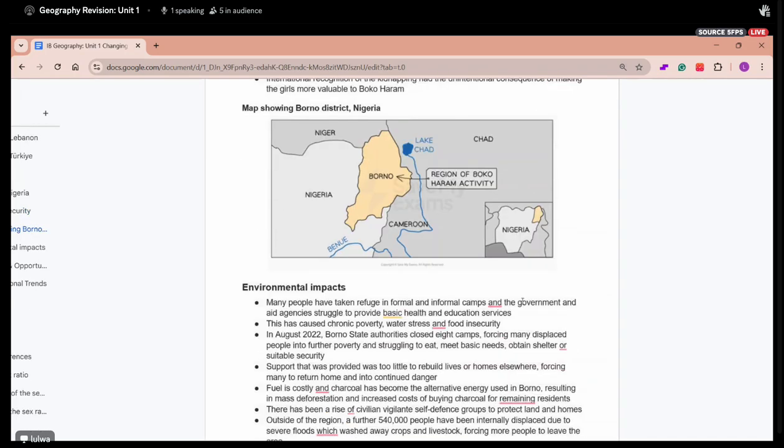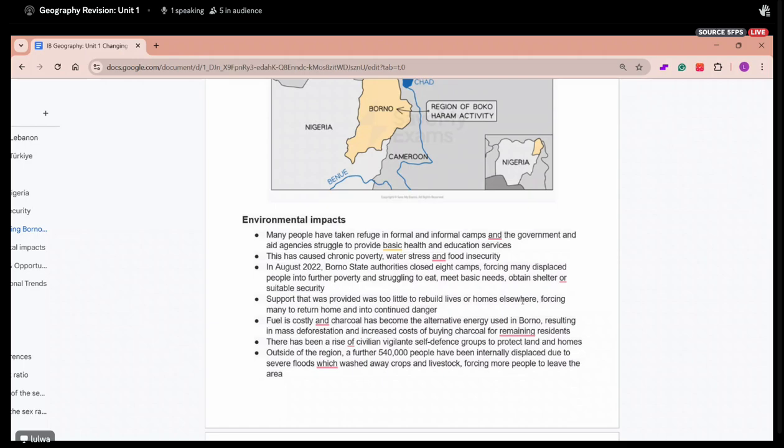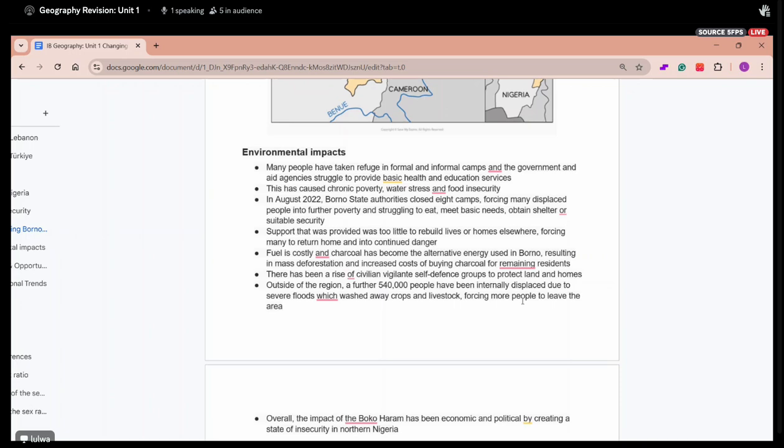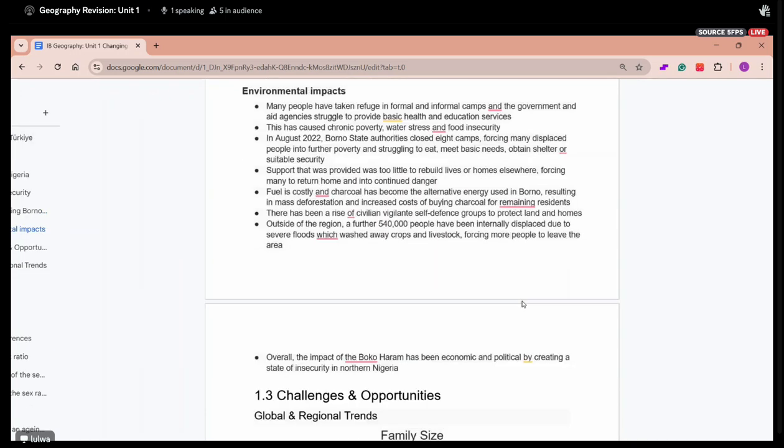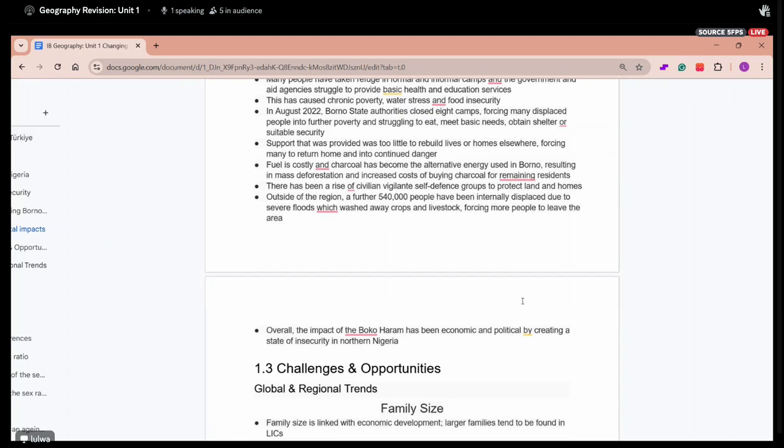So what were the consequences, though? Environmentally, there was very little support that was provided to rebuild the lives or homes of people. So fuel was costly, and charcoal became the alternative energy used in Borno. There's been a rise of civilian vigilante self-defense groups to protect their land and home. And outside of the region, a further 540,000 people have been internally displaced due to severe floods. Overall, the impact of Boko Haram has been economic and political by creating a state of insecurity in northern Nigeria.